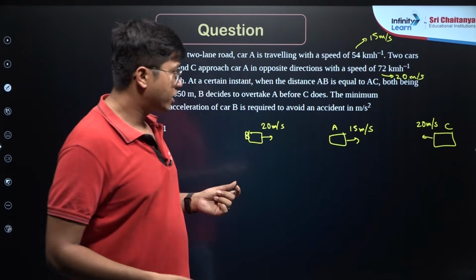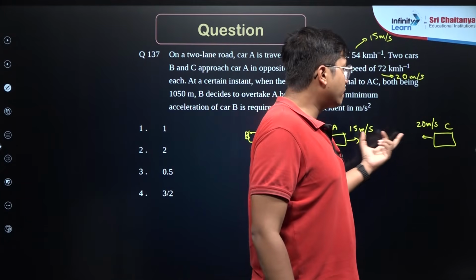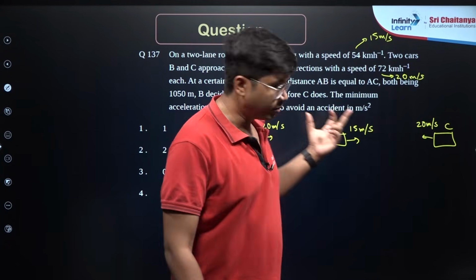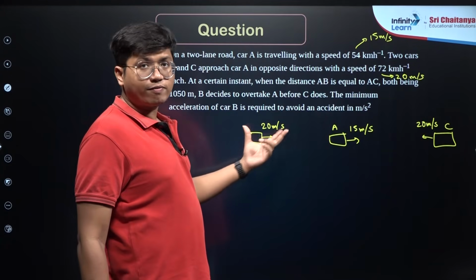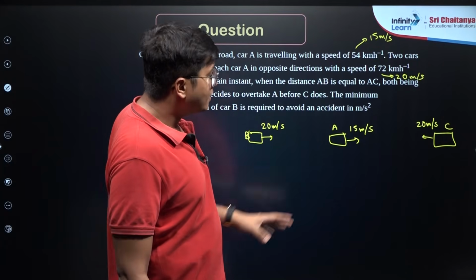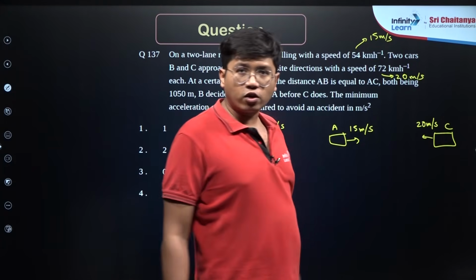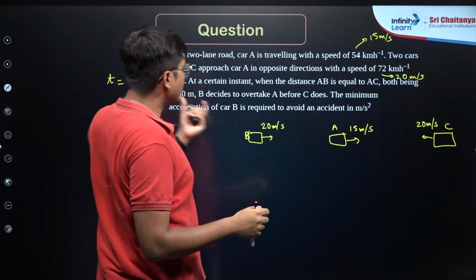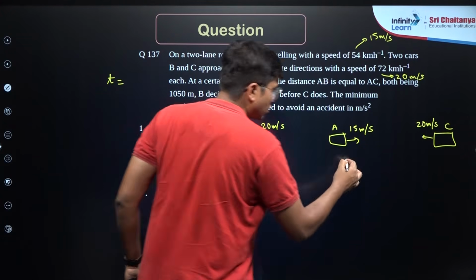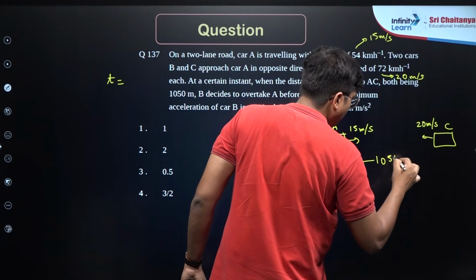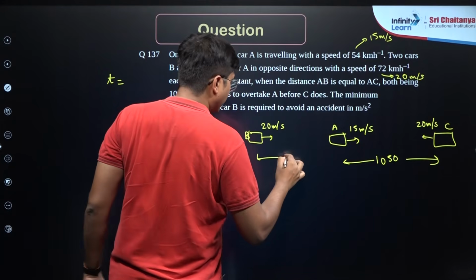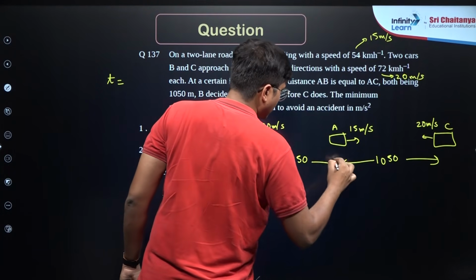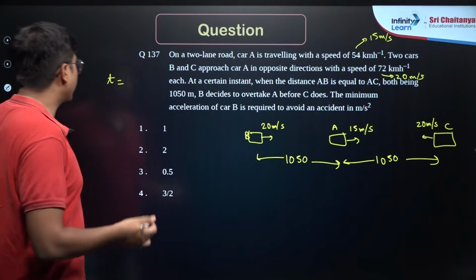Think from the relative velocity point of view. Between C and A, the relative velocity is 35 meters per second, whereas between B and A, it's just 5 meters per second. So if car C moves at a constant speed, you can find the time it will take: the relative distance of 1050 divided by 35.